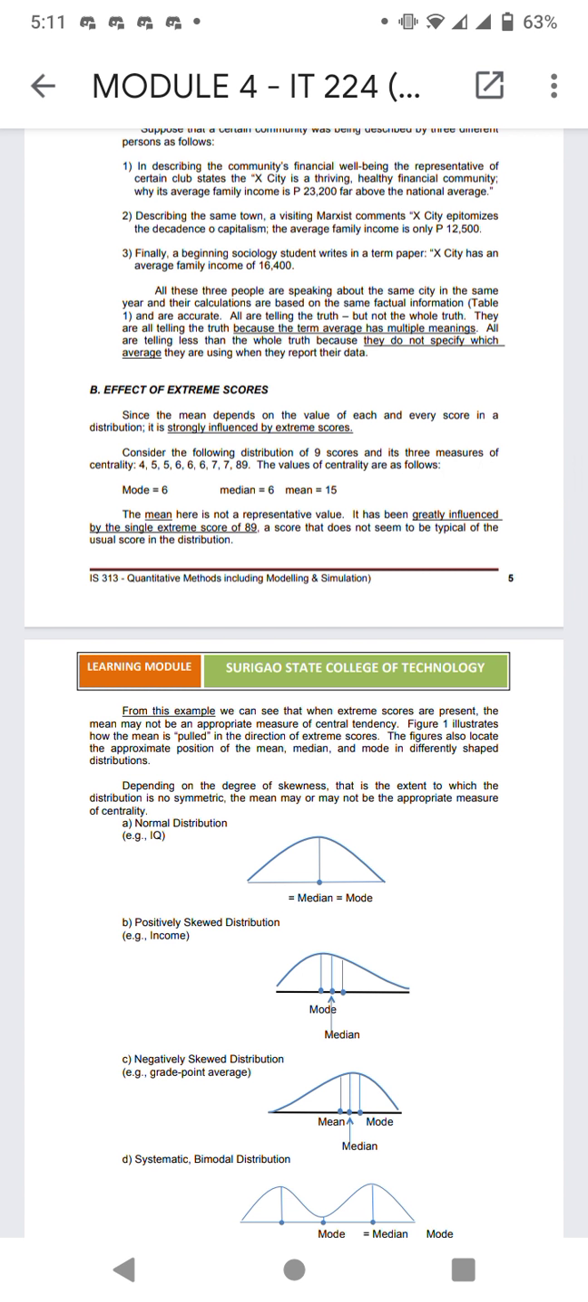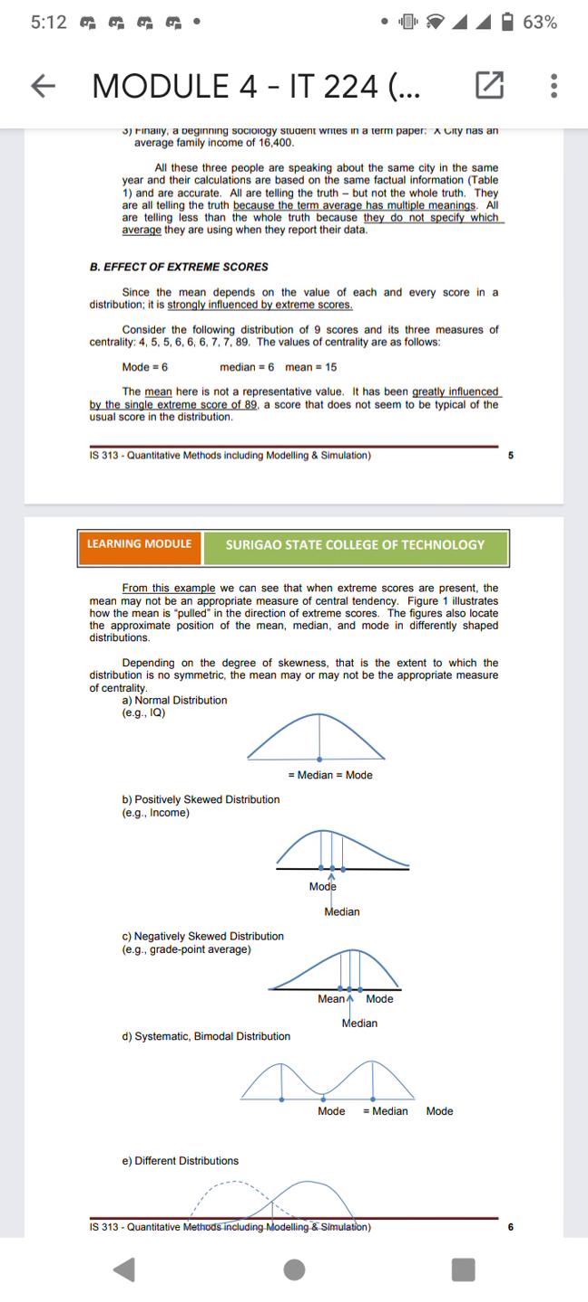We have the mode, which is 6 because there are 3 of them. The median is 6 because 6 is in the middle. And the mean is 15, wherein you add all the numbers and divide them by 9. The mean here is not a representative value because it has been greatly influenced by the single extreme score of 89, because it has a great amount of number, a score that does not seem to be typical of the usual scores in the distribution.